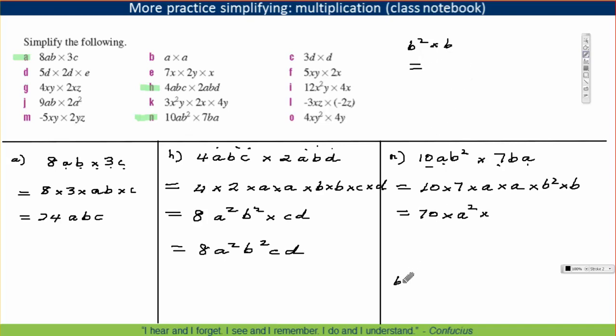Actually, I'll write it down here. B squared times B. Well, B squared is just B times B, and it's times by another B. Repeated multiplication. So in that case, we use power notation to write it in short form as B to the power of 3. So let's write that down. So our final answer is 70A squared, I'll drop the multiplication signs, times B cubed. So that's the final answer.